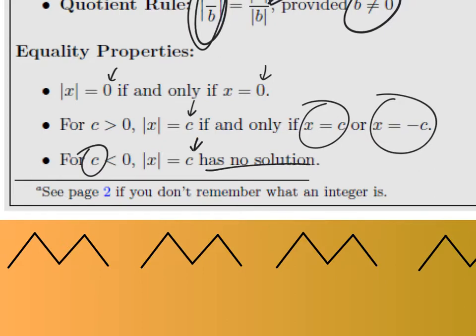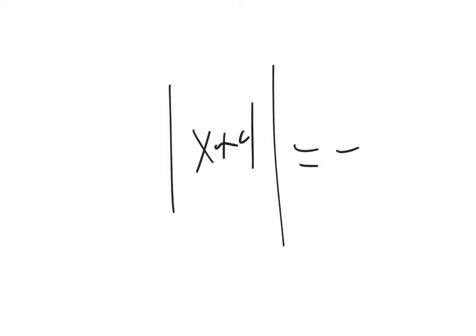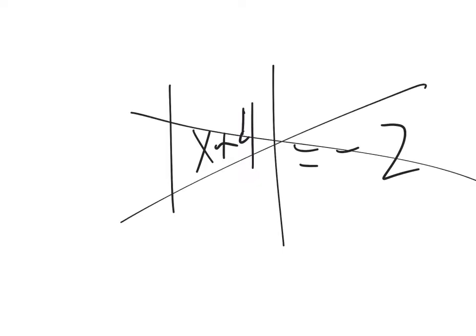What if c, the number outside, is less than 0, there's no solution? I never did one like this, but what if I had said, absolute value of x plus 4 has to be negative 2. How could you be a distance of negative 2 away from something when distance is defined as being positive? Another way to say it is absolute values can't come out negative, so no solution.